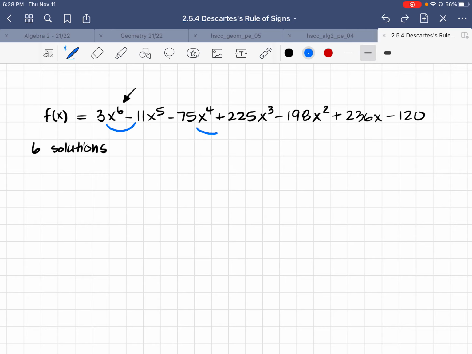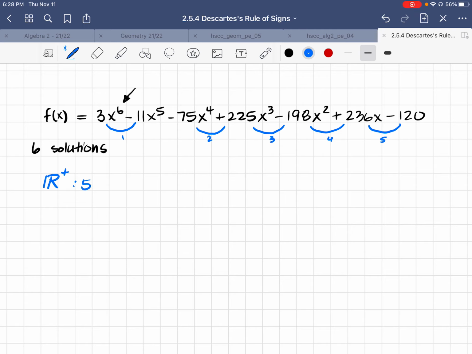But between the 4th and the 3rd, you have a sign change. Between the 3rd and the 2nd, you have another sign change. Between the 2nd and the 1st, you have a sign change. And between the 1st degree and the constant term, you have a sign change. So what this tells us is that we have, count them, 1, 2, 3, 4, 5 sign changes in the original function. What this tells us is that the number of possible positive real roots can be up to 5. So 5 is the limit.